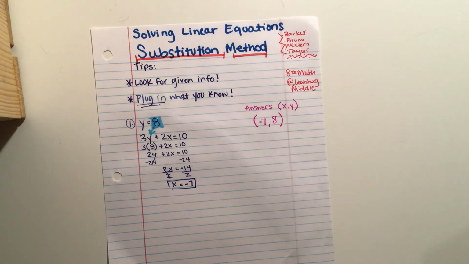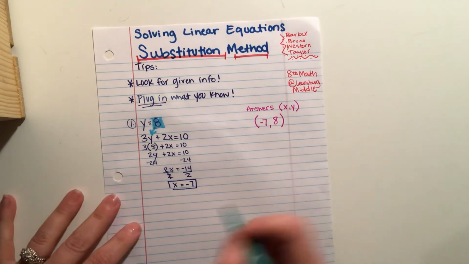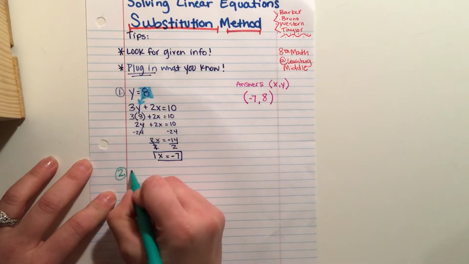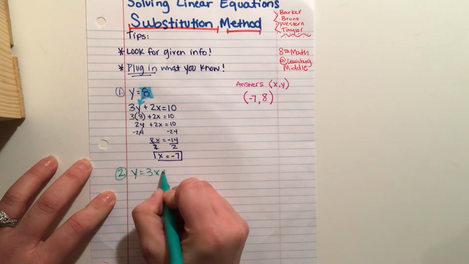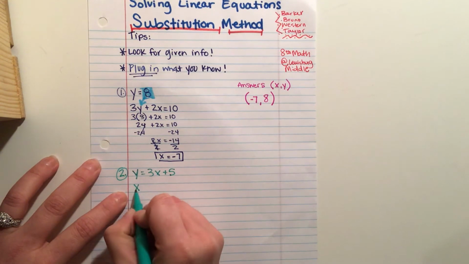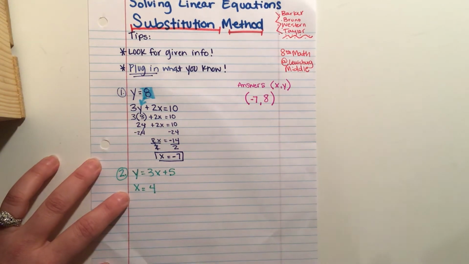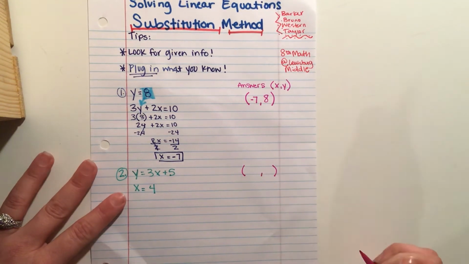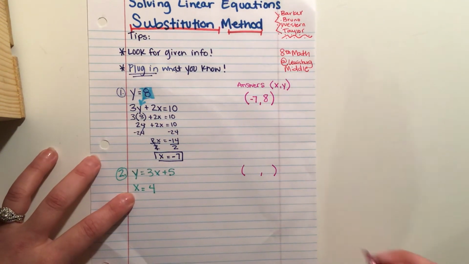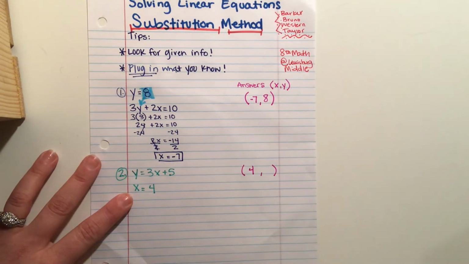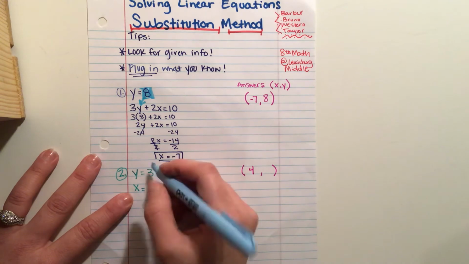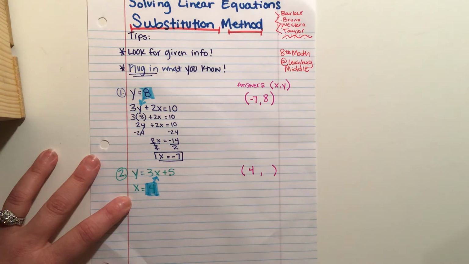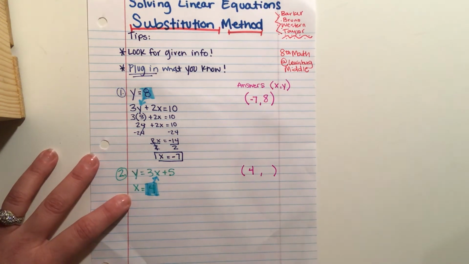So let's go ahead and try our second example. Our second problem is going to be y equals 3x plus 5 and x equals 4. Okay, so let's look for given information. Is there anything visible for us that we can work with really quick? We know that x equals 4. So let's go ahead and plug that in as our answer, and we are going to substitute that in. I'm going to take that and plug it in for the x spot, and I'm going to rewrite that problem to solve for it.